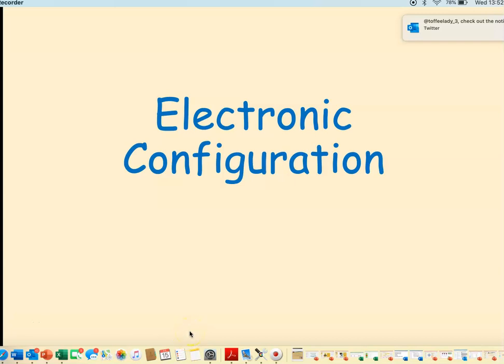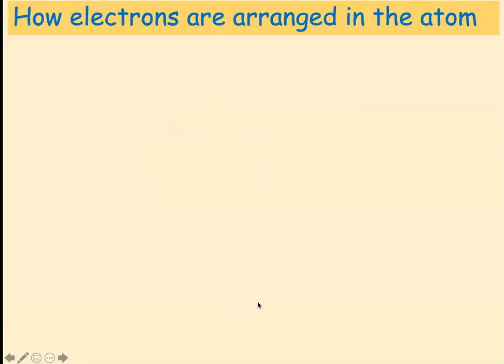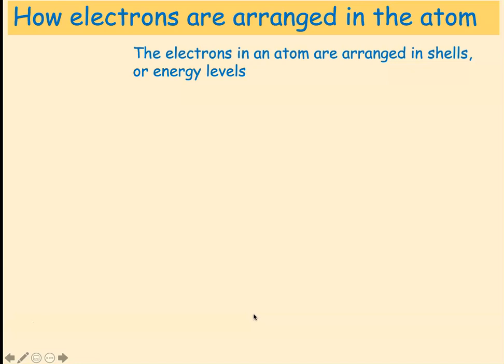Hello, we're going to look at electronic configuration, which is a fancy way of saying where we're going to put the electrons around the nucleus in the atom. Now, the electrons are arranged around the atom. They are arranged in what we call shells, or sometimes they're called energy levels.